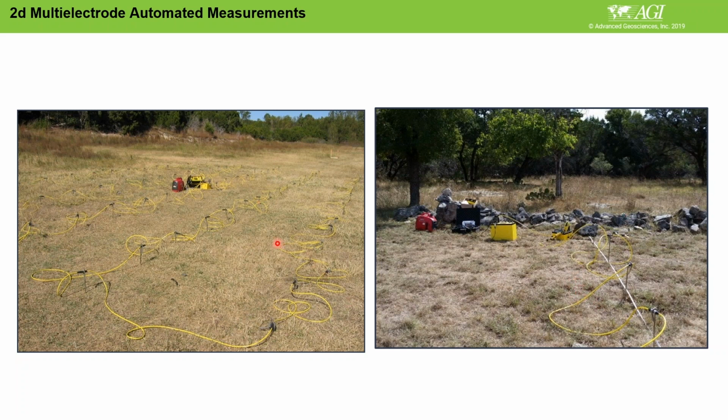Of course, when you do a 3D layout, depending on the layout, you may need more electrodes, more than 28, more than 56. It is all related to the electrode spacing and how deep you want to investigate. So this is typically 2D or 3D automated measurement.